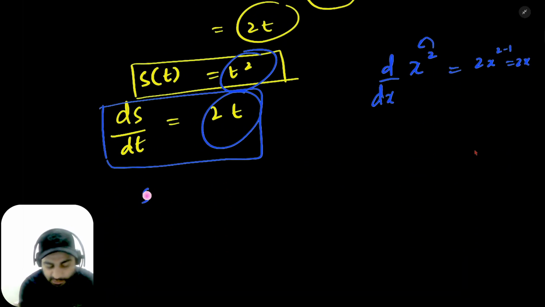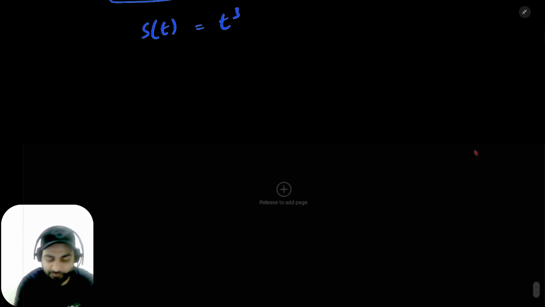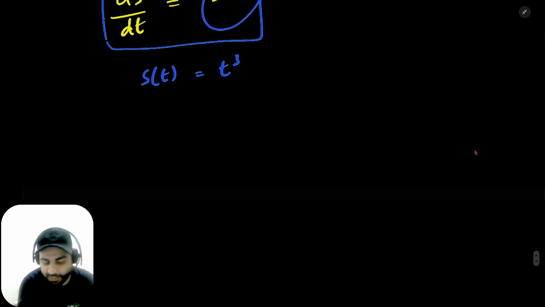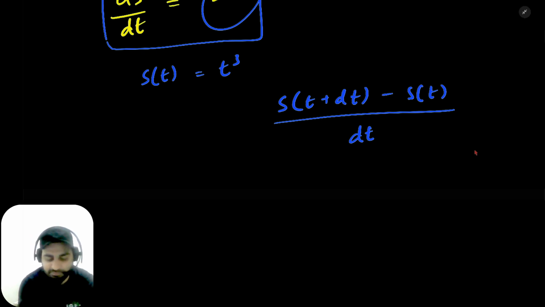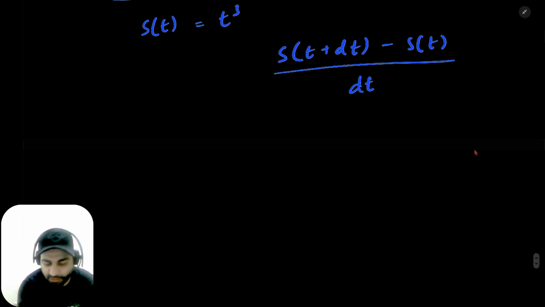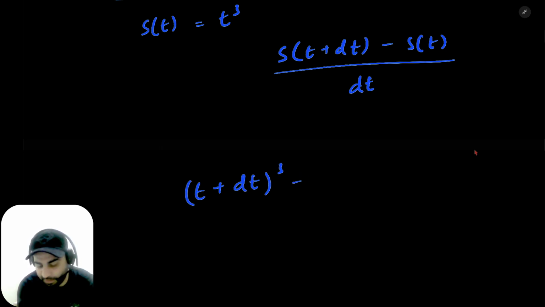Let's suppose now this s of t is equal to t cube. This is our function. If I want to see the rate of change, what I can do is take s of t plus delta t, minus s of t. This gives me the change in distance, because this is the distance traveled at time t plus delta t, divided by the change in time, that's delta t. Now I know s is represented by t cube, so I can write t plus delta t whole cube minus t cube, divided by delta t.